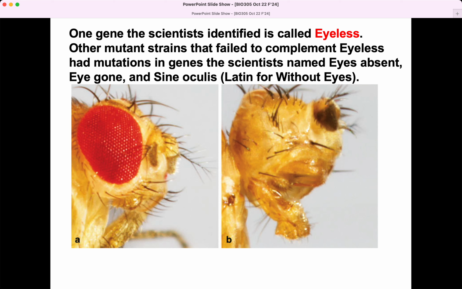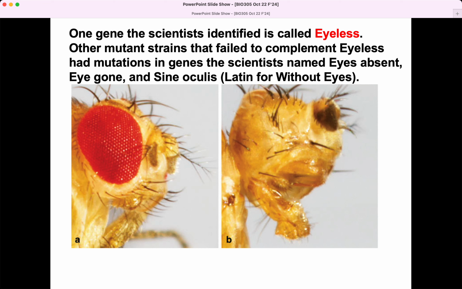And this is what they named the different genes. They're like, we found a gene, we want to call it eyeless. Here's a separate gene that's required for eye development. What should we call it? Let's call it eyes absent. And you're like, that's great. How about another gene? What could we call it? And somebody's looking out a window and going, how about eye gone? Would that be a cool name for a gene? Sure, why not? There's one, cineoculus, oculus, and it's Latin. What does it mean? It means without eyes. They all are named based on that mutant phenotype.